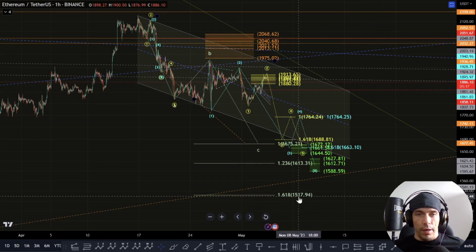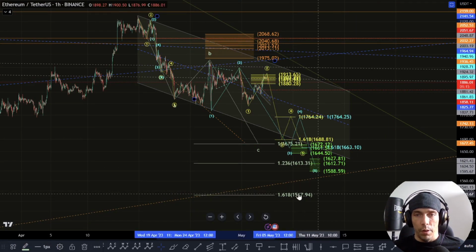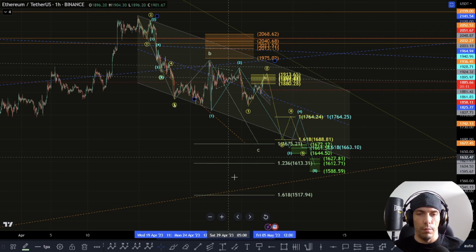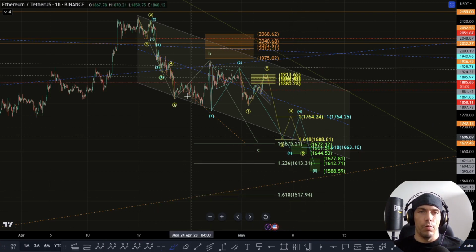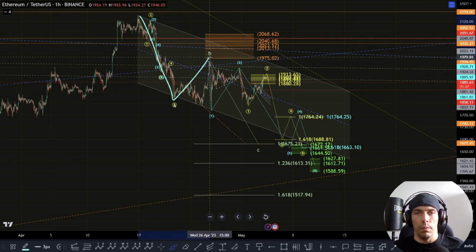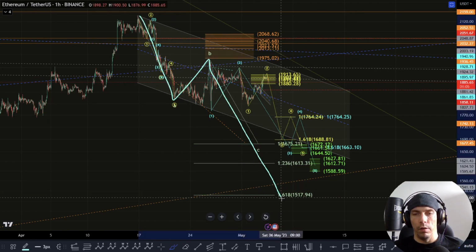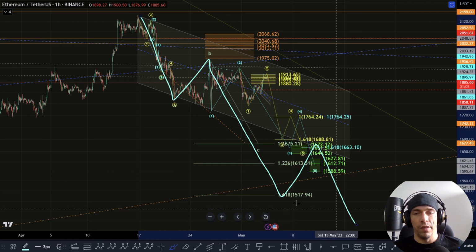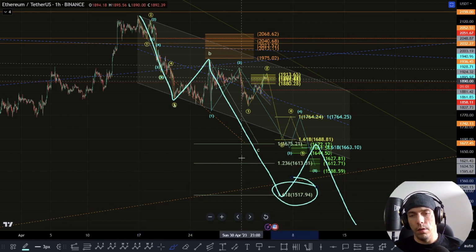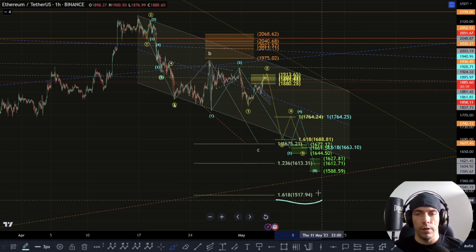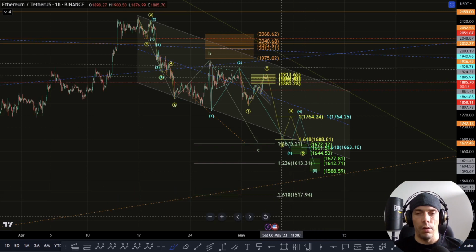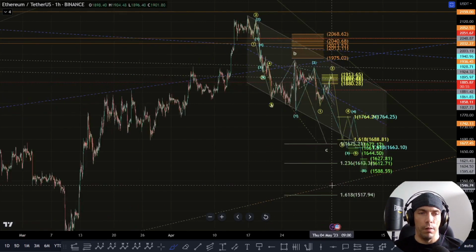Now, the thing we have to be careful of is a move down past this zone of this 1517. If we start to break down below this area, we need to be cautious that from back here, this could become 1-2, and then this would be a bigger third wave. We'd look for a fourth and a fifth. So this is why, if we want to talk about bullish potential, we really want to stay above this 1517 area if we do start to break down in a bigger way.